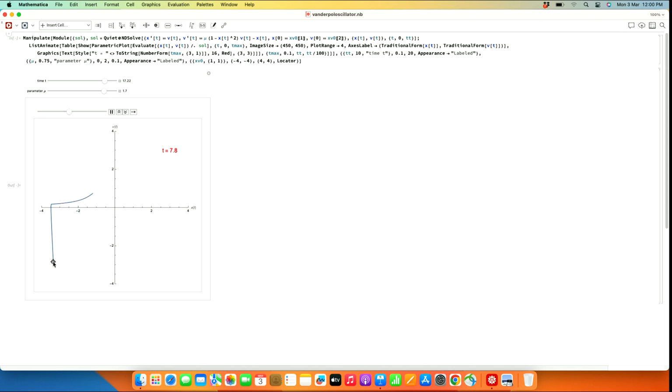And you seem to be going to a closed trajectory. Because this is a closed trajectory, you seem not to see any motion after t hits a particular value. That's because you keep repeating the same trajectory.